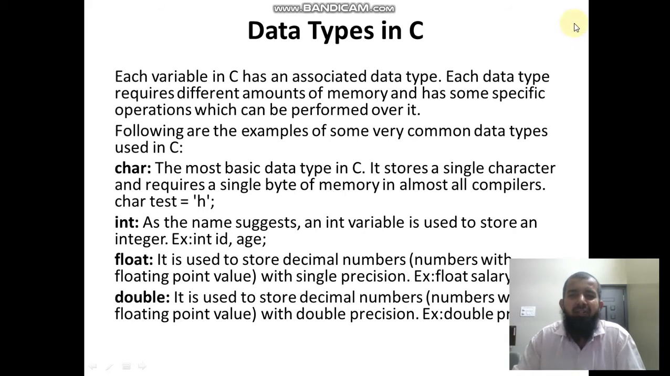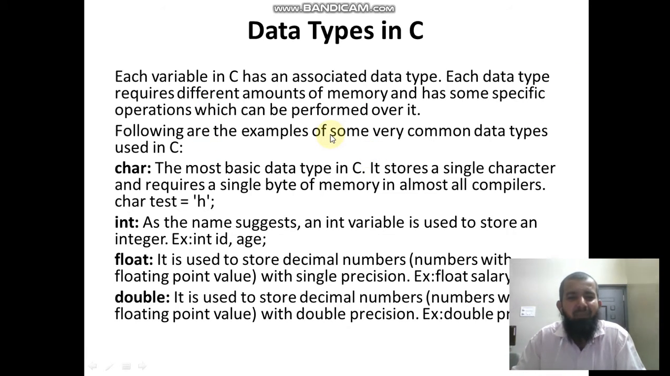Each data type requires a different amount of memory and has some specific operations which can be performed over it. Each data type requires what? Some amount of memory. We need some memory to store the values. Normally variables are declared with data types. Different data types have different memory. Int has 2 bytes, float has 4 bytes, char 1 byte, like this. There is different memory for different data types.